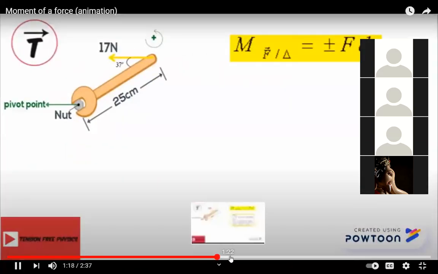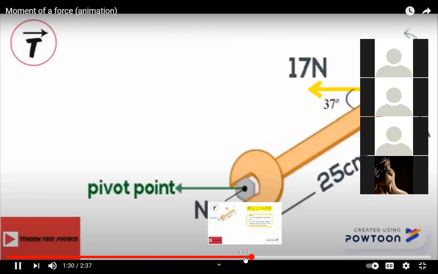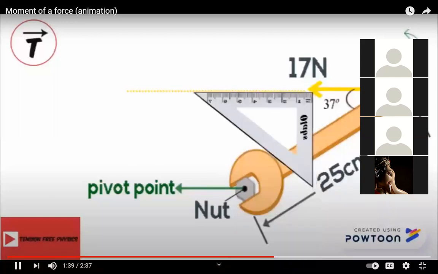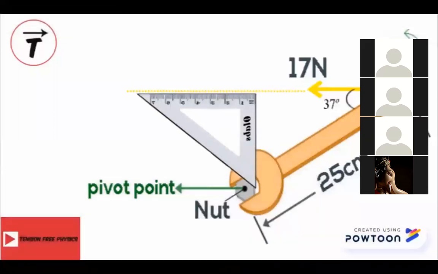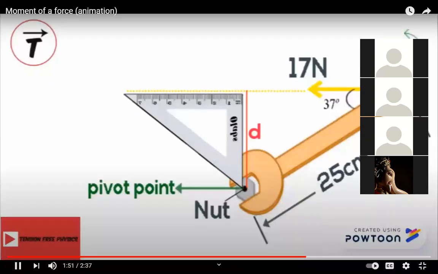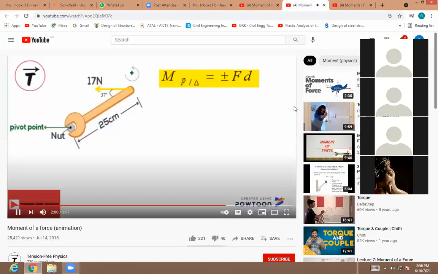The moment of a force about a fixed axis delta is equal to plus or minus the force times d, where d is the perpendicular distance between the line of action of the force and the axis of rotation. We still have to find the distance d. We extend the line of action of the force, then we put one of the sides of the set square on the line of action of the force, and we move the set square until we reach the pivot point. The other side of the set square is the distance d, where d is the perpendicular distance between the line of action of the force and the axis of rotation passing through the pivot point. The moment is positive when the force can rotate the object in the positive sense of rotation, and it is negative when the force can rotate the object in the negative.